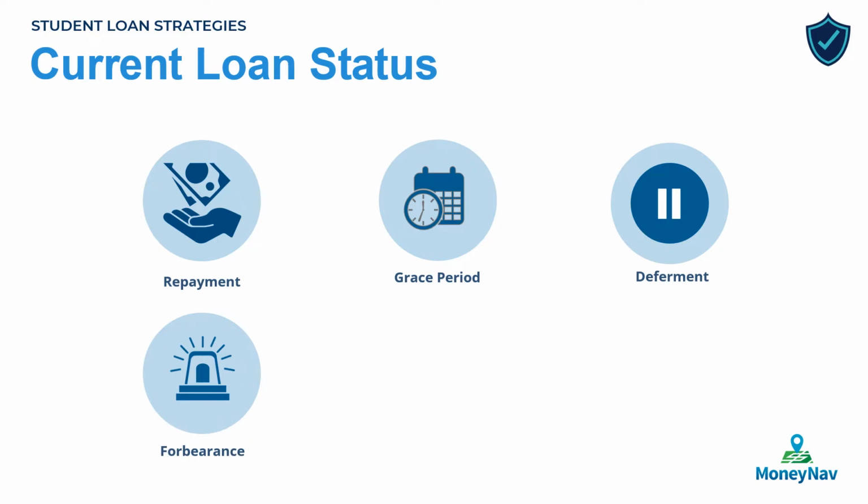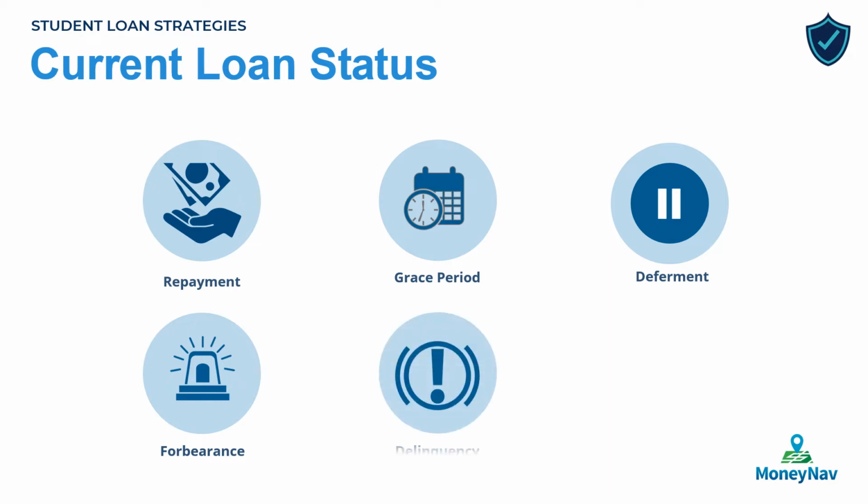Forbearance is a period during which you do not have to make payments. Since interest still accrues in forbearance, this probably isn't the best option unless you can't pay your loans and don't qualify for deferment. An income-based repayment plan is probably a better option if you won't be able to make your payments for an extended period of time.